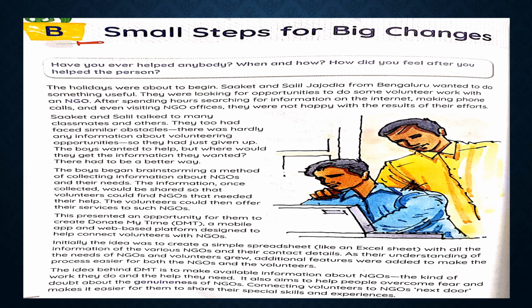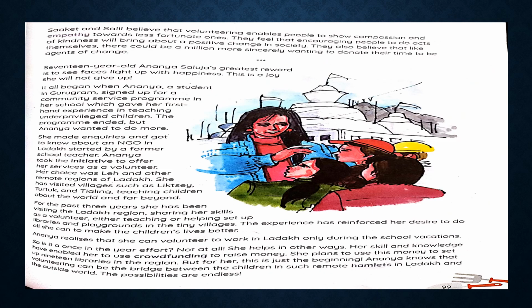Now, this is a true story from Bangalore. The two boys who created DMT, a mobile app to help NGOs as well as volunteers find each other and work for the betterment of the society. Saket and Salil believe that volunteering enables people to show compassion and empathy towards less fortunate ones. They feel that encouraging people to do acts of kindness will bring about a positive change in society.